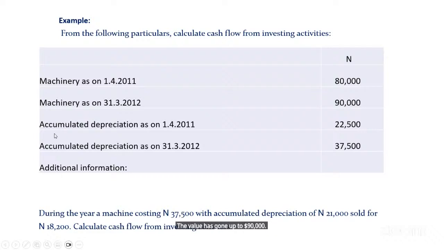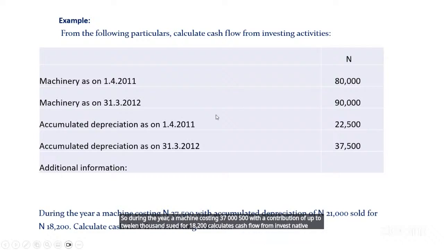Then as of 1st April 2011, accumulated depreciation was 22,500. Then as at 31st March 2012, depreciation amounted to 37,500. And we have the following additional information. During the year, a machine costing 37,500 with accumulated depreciation of 21,000 was sold for 18,200. Calculate cash flow from investing activities.